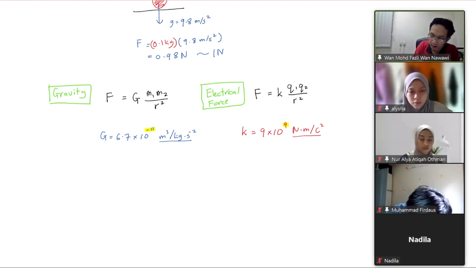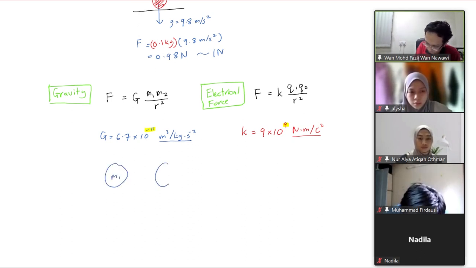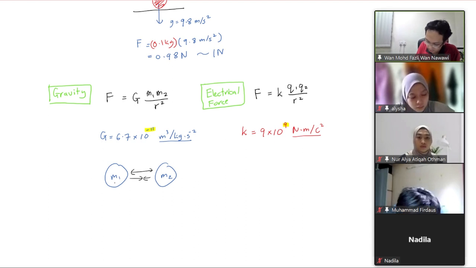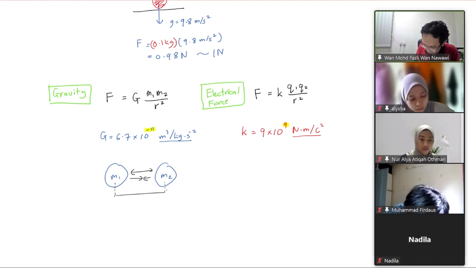So M1 and M2 and Q1 and Q2 are basically two different objects. For example, you have this M1 and this M2, and the force is the attraction or the repulsion, what they feel. And the distance here, the interdistance, is R.